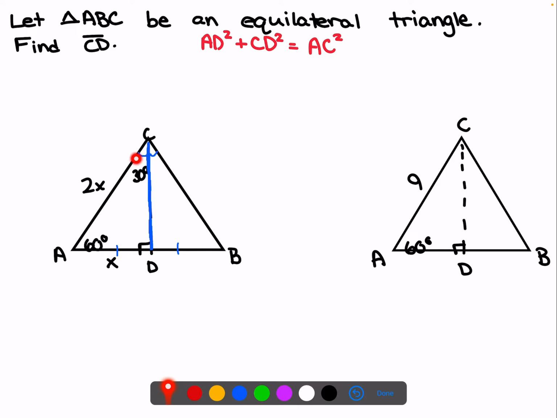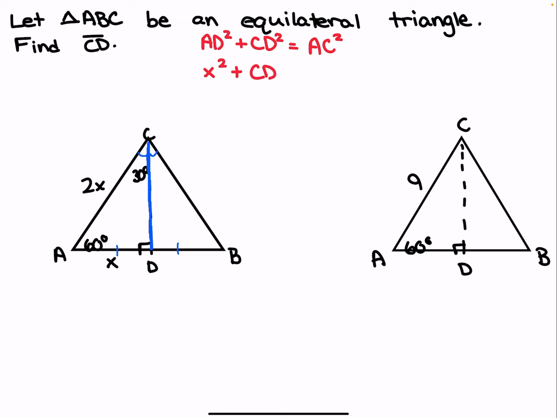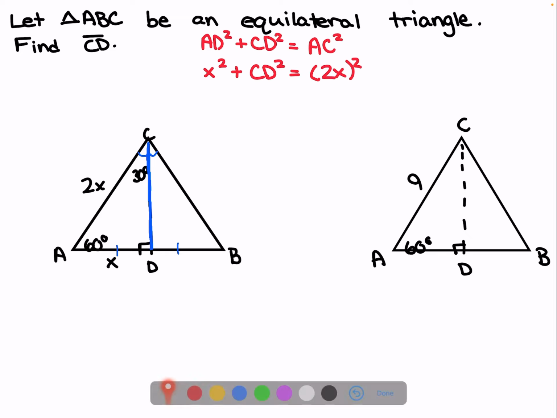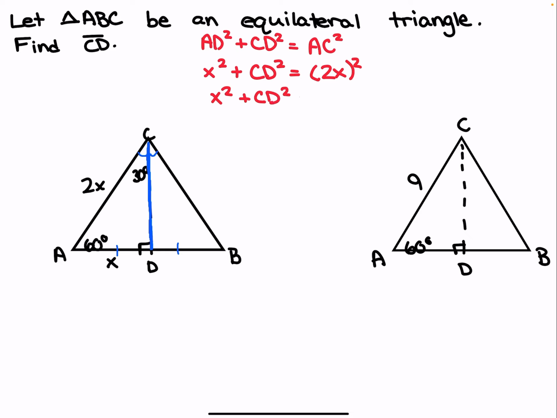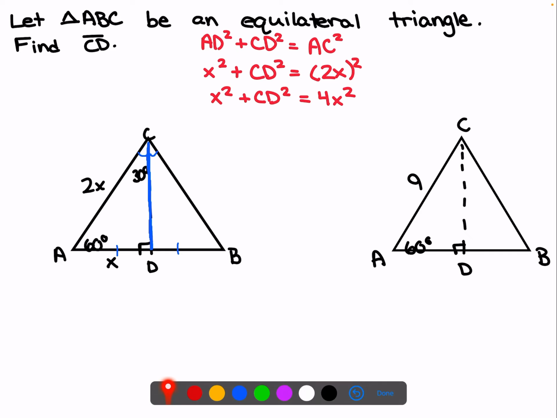Filling in for the values that I already have for our side lengths will give us x squared plus CD squared equals (2x) squared. Now, when I square 2x, it will give me 4x squared. So now we just have x squared plus CD squared equals 4x squared. 2 squared is 4, x squared is x squared. Again, we're trying to solve for CD, so I'm going to get all my x squareds on the same side. I can do that by subtracting x squared from both sides.